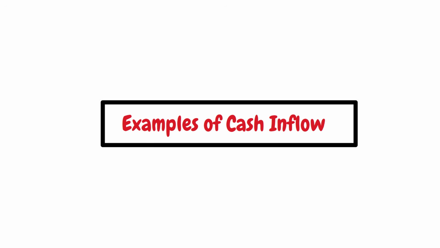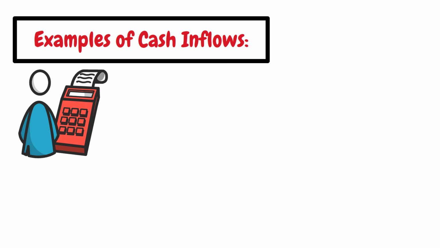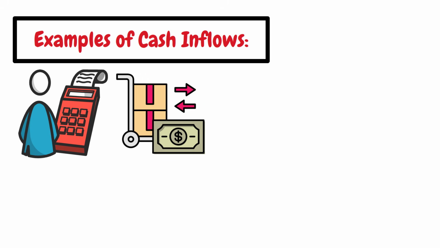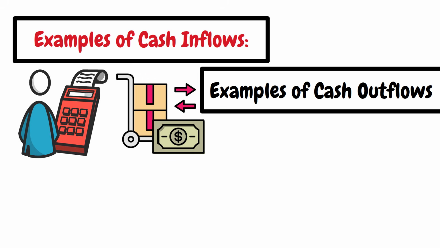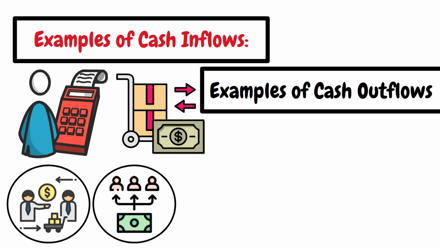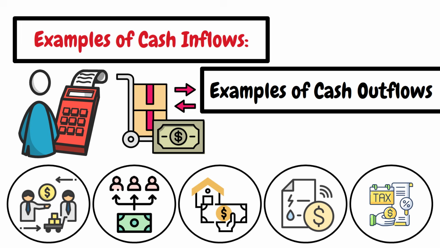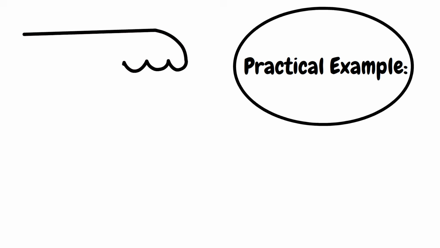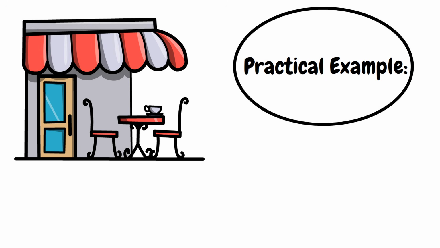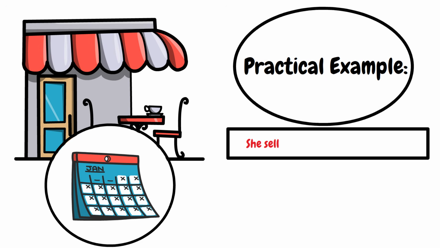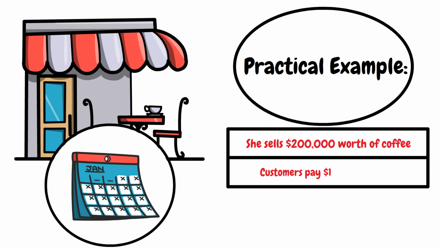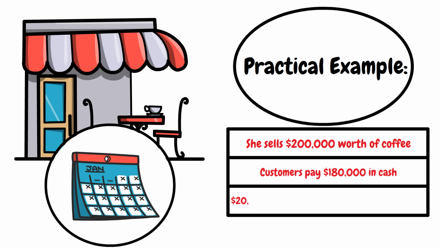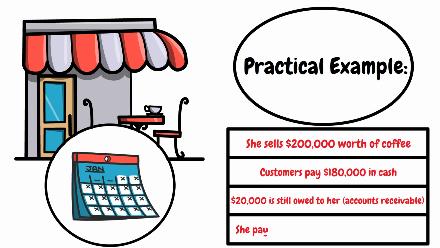Examples of cash inflows are cash received from customers and cash refunds from suppliers. Examples of cash outflows: payments to suppliers, salaries, wages, rent, utilities, taxes. A practical example: let's imagine Sarah owns a small coffee shop. During the year, she sells, we'll say, $200,000 worth of coffee. Customers pay $180,000 in cash. $20,000 is still owed to her. That's her accounts receivable. She pays $120,000 for supplies and salaries.